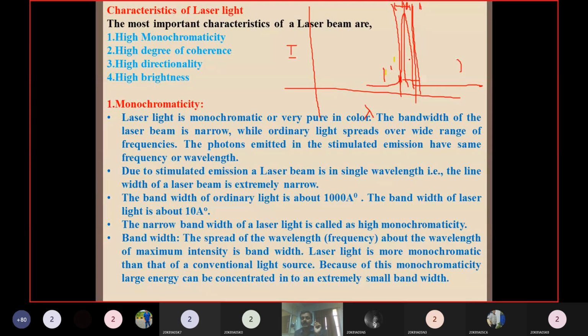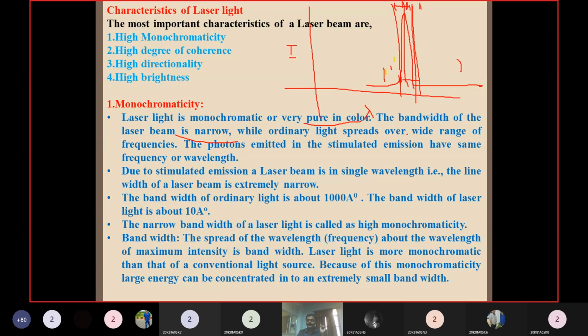Within a 10 angstrom difference, that color of light doesn't change anything. So that's why we say that it is pure in color. The bandwidth is also very small. The bandwidth of the laser beam is very narrow.